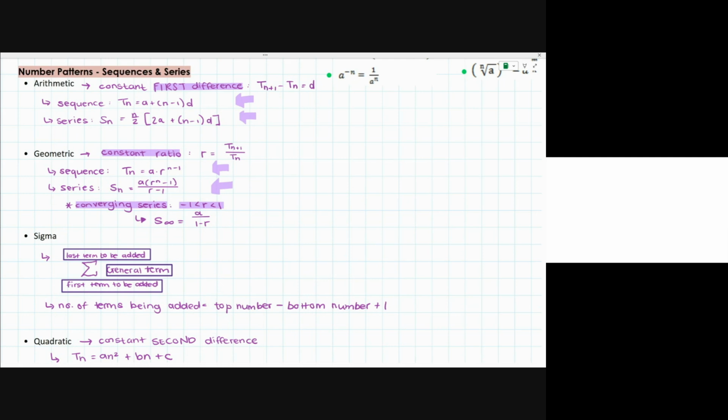And what happens is, if your R value is a fraction, what you're doing is you're dividing each of those terms.